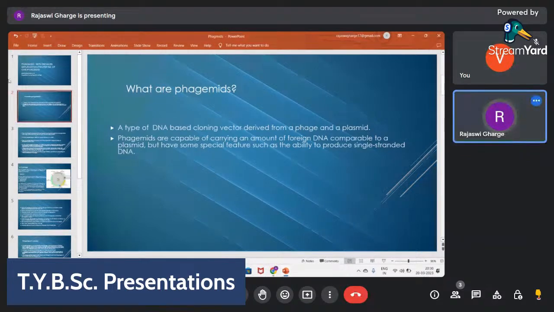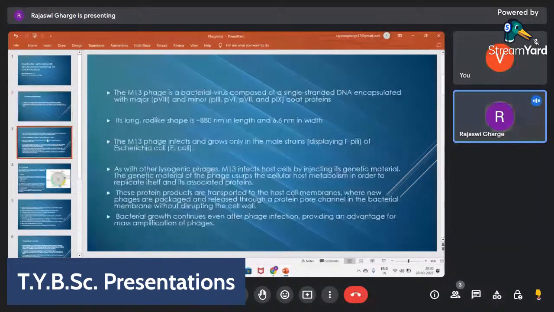M13 phage is a bacterial virus composed of single-stranded DNA encapsulated with major and minor coat proteins. It is long and rod-like in shape, 800 nanometers in length and 6.6 nanometers in width. The M13 phage infects and grows only in the male strain of Escherichia coli, the one displaying a pilus.